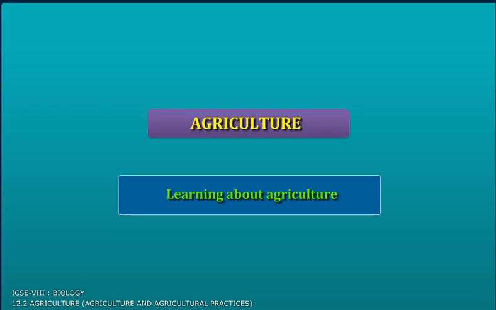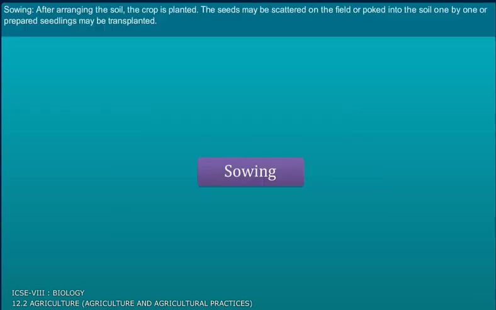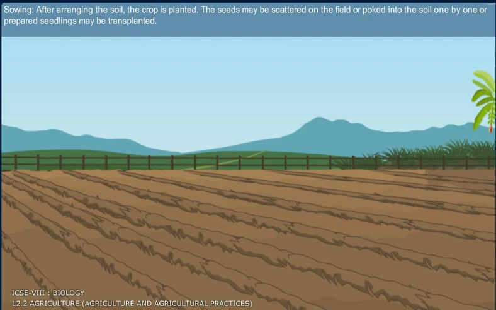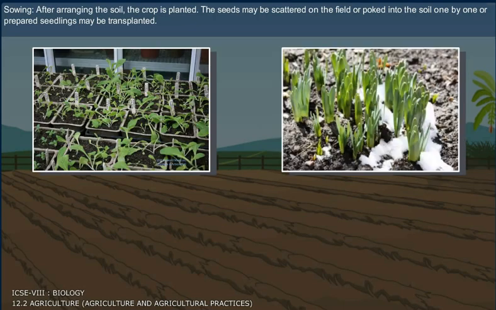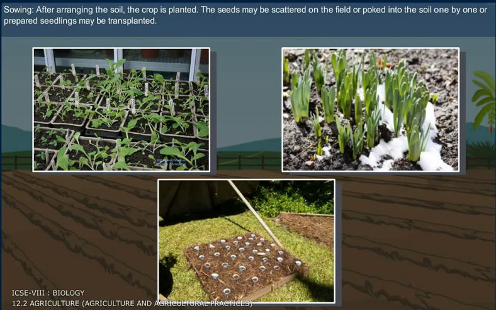Agriculture. Learning about agriculture. Sowing. After arranging the soil, the crop is planted. The seeds may be scattered on the field or poked into the soil one by one, or prepared seedlings may be transplanted.